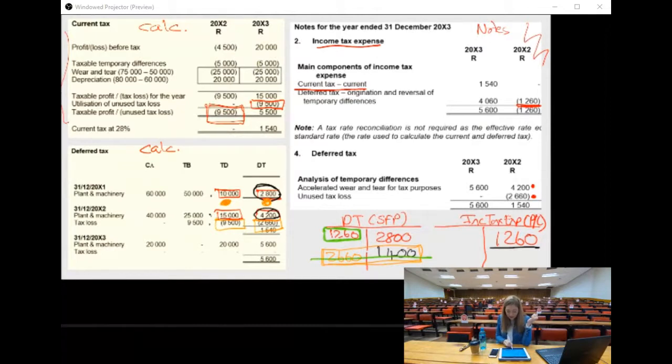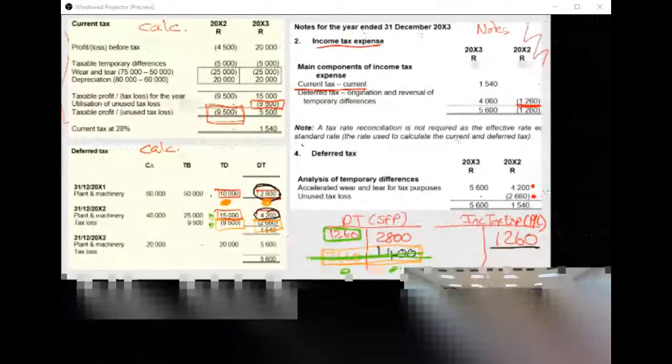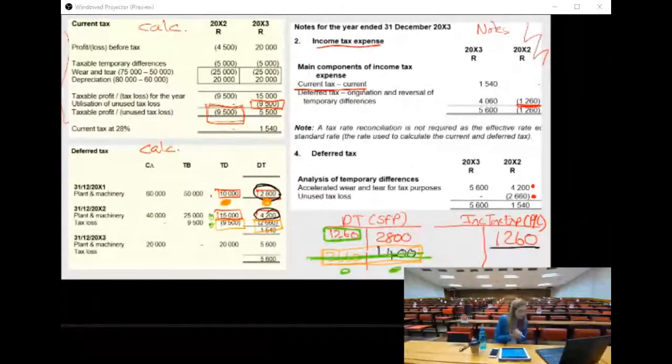Okay, so we don't do it this way. We don't do it per item in my deferred tax calc. We just look at the net movement, and you see. But you see, the 1260 consists of these two movements in our deferred tax. Okay.